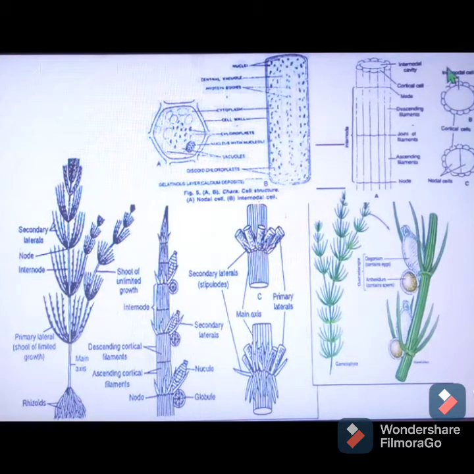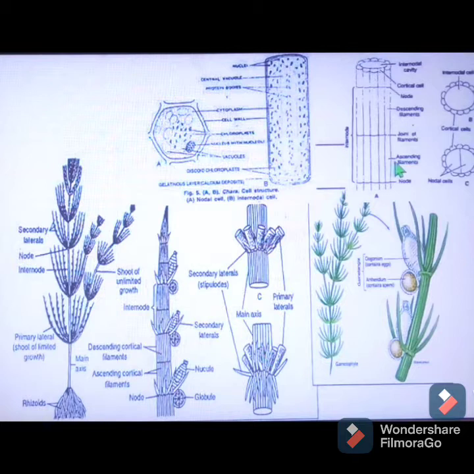These cells are called cortical cells. As you can see in figure B and C, these cells enclose the axial cell in the middle. Half of the cortical cells, originating at the node, grow upward and half downward. You can see upward and downward.